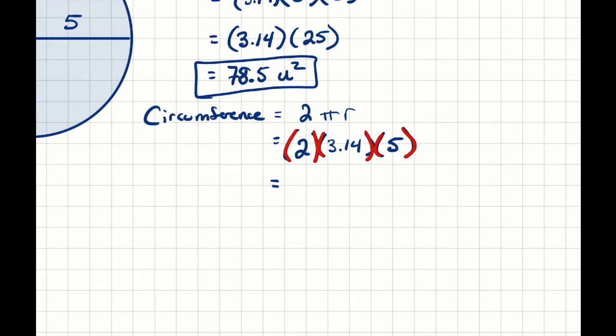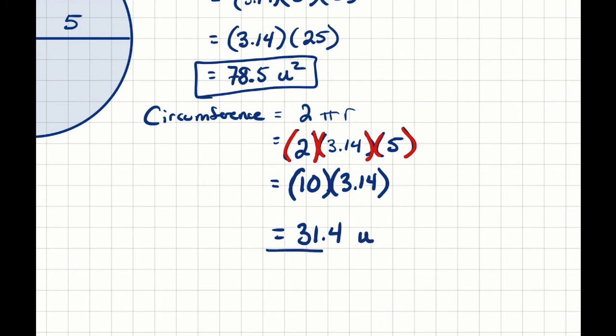So 2 times 5 is 10. So this is the same thing as 10 times 3.14. And anytime you multiply by 10, you just have to move the decimal. So this is going to be 31.4 units is my circumference. And it stays units because it's a distance. Circumference is a distance. It's the distance around the circle.